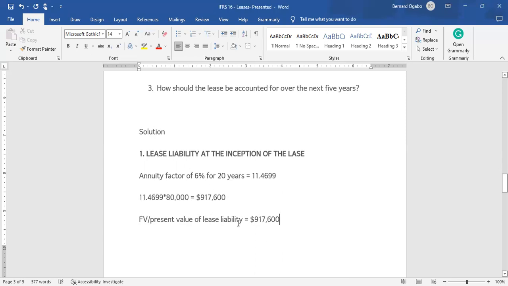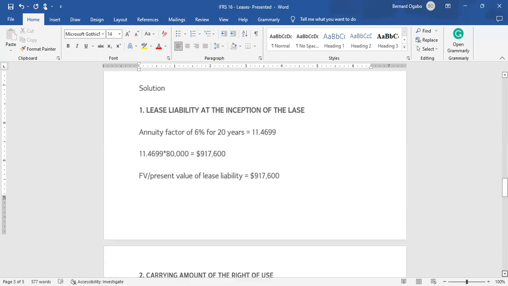Remember that, let's assume that this lessee paid 100,000 as a deposit, then he's going to pay 80,000 per year. If you add that 100,000 to this amount, that becomes the fair value. But in the absence of any initial deposit, the fair value and the present value of the liability are the same amount.